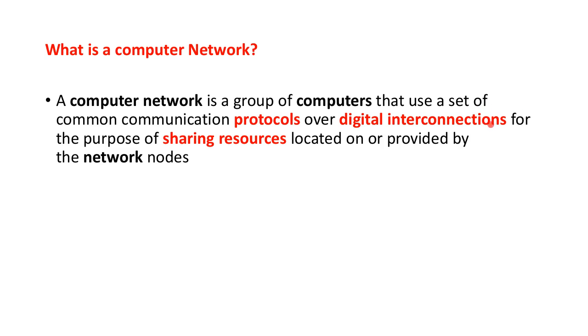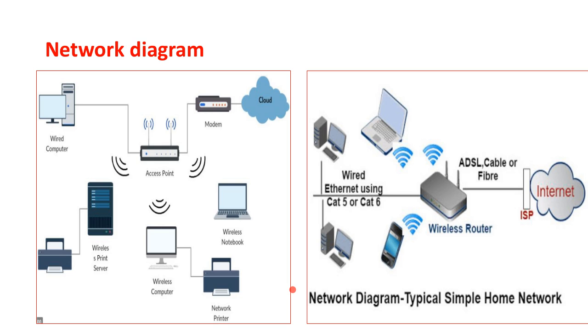So why do we have the interconnections? For purposes of sharing resources located or provided by the network nodes. So which exactly are these resources? These resources could include software and printers. I think you have an example in a diagram here.